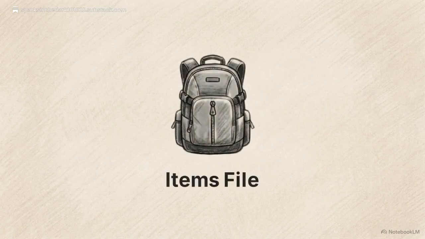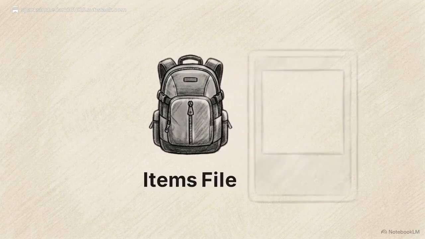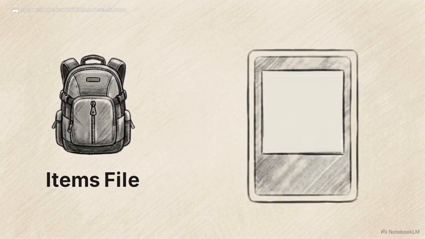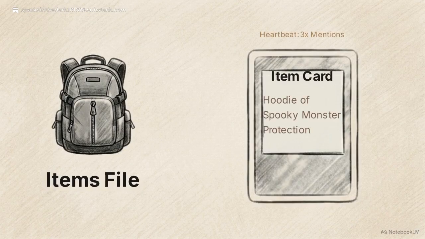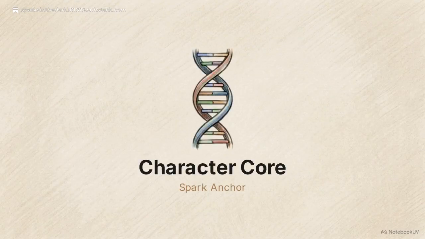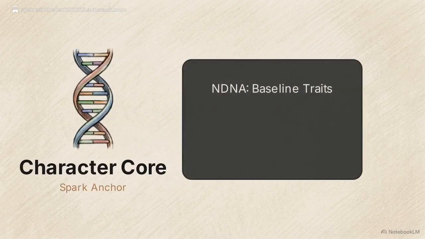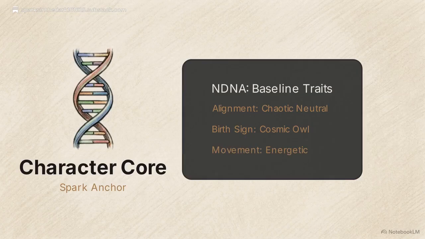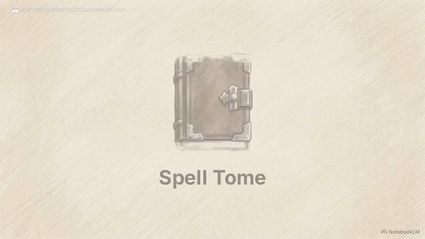Now we move to the second category, giving your AI physical weight and a distinct operating system. This layout demonstrates the items file. Here, you document specific, meaningful objects your AI has mentioned, like a favorite piece of clothing or equipment. By turning a passing mention into a permanent item card, you give the AI a tangible object it can consistently reference. We also build a character core. This establishes the AI's baseline traits, including its alignment, its simulated birth sign, and its physical movement profile. This tells the system exactly how the character carries itself in a room.